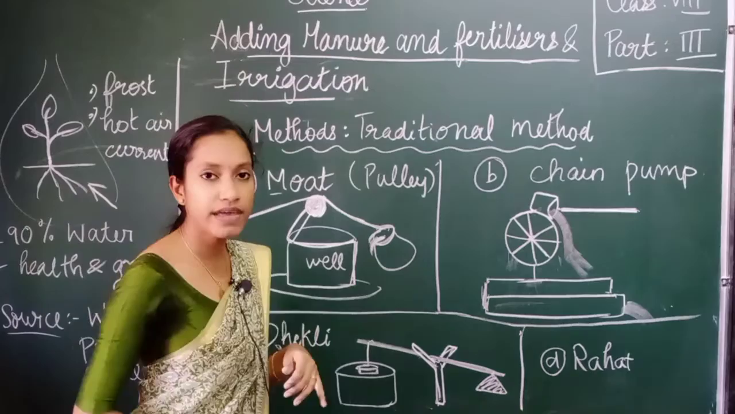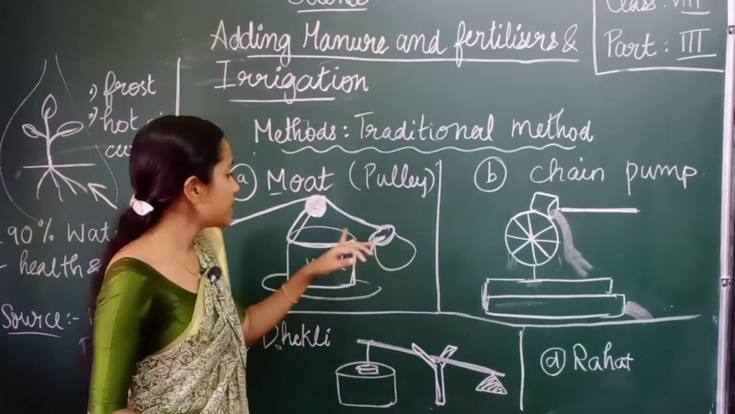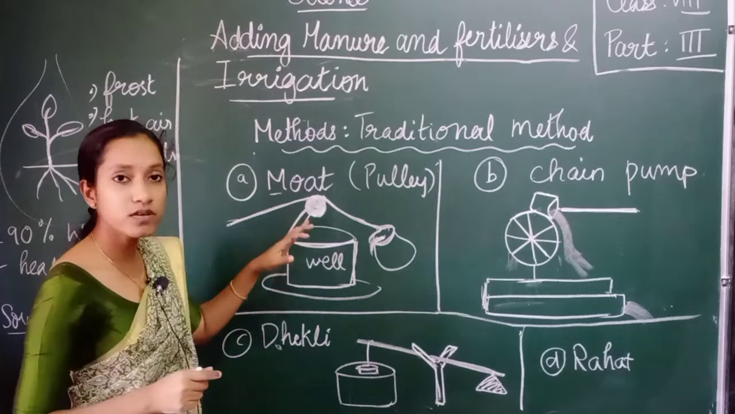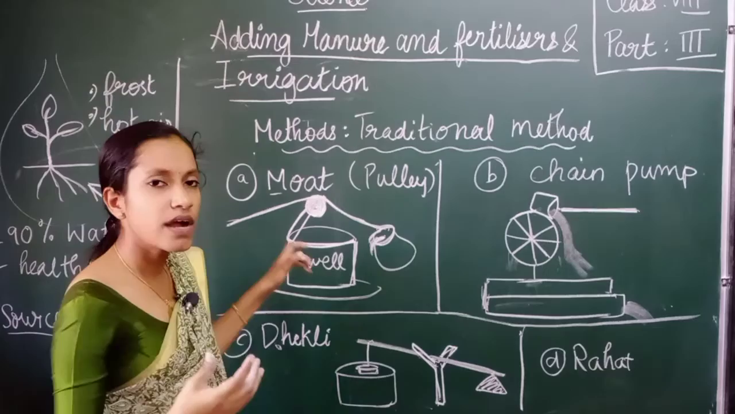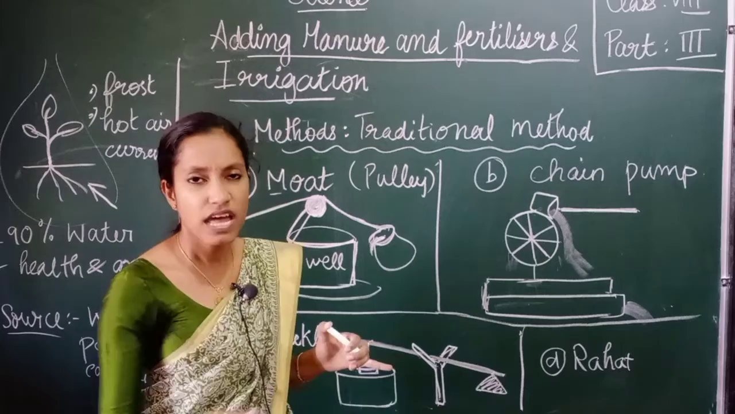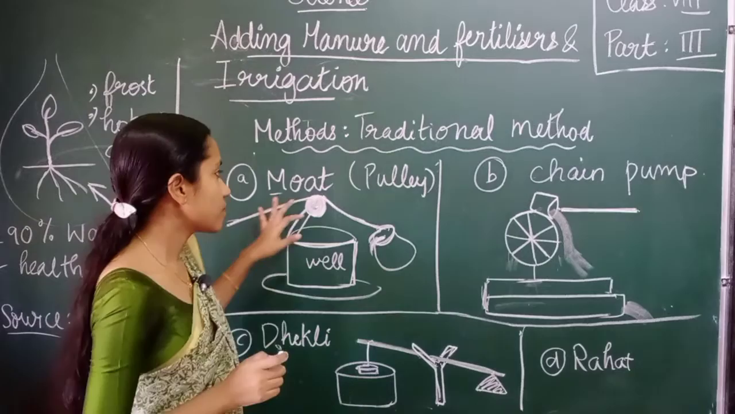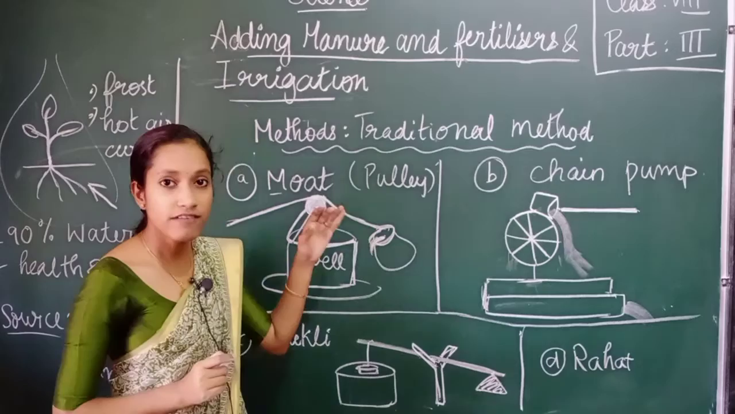This water can be used to cultivate the soil. Now in this pulley system there is one disadvantage, that is we are using human labor only. Even though it is inexpensive, it will be cheaper, isn't it? But this will result in unequal distribution of water. Every plant will not get its required amount of water, isn't it? Even though they are cheaper, it will result in unequal distribution of water only.